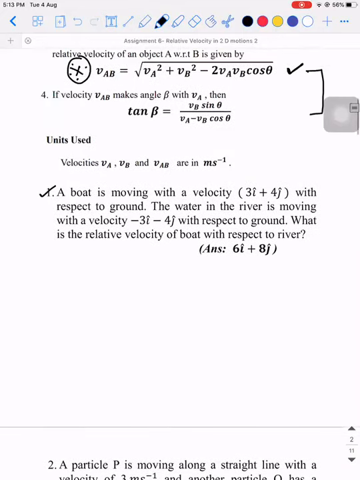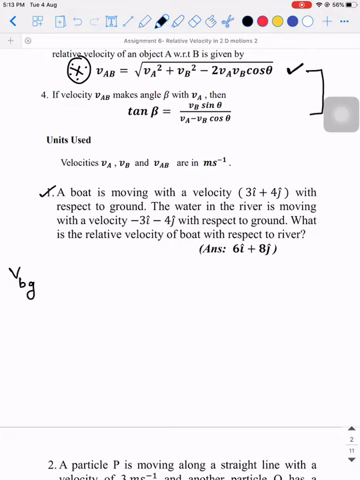So let's look at the first problem. There is a boat which is moving with a velocity of 3i cap plus 4j cap with respect to ground. So velocity of boat with respect to ground. I gave you a term for this.